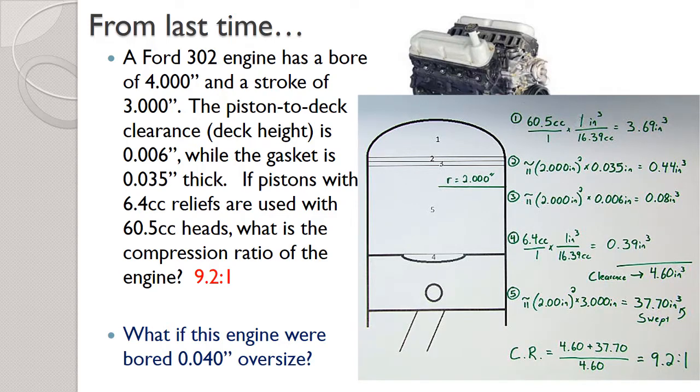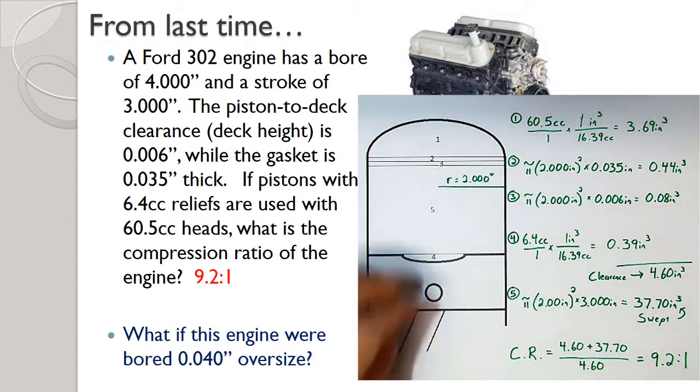First of all, from part 2 of our last lesson, a Ford 302 has a 4-inch bore, which means the radius is 2 inches, a stroke of 3 inches, piston to deck clearance of 6 thousandths, gasket thickness of 35 thousandths. Pistons have 6.4 cc reliefs, and heads that have 60.5 cc combustion chamber volume. What is the compression ratio? We did that problem in part 2 of the lesson in compression ratios, and we got 9.2 to 1.